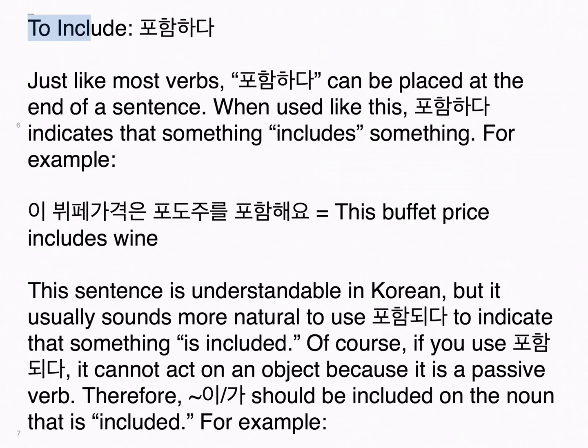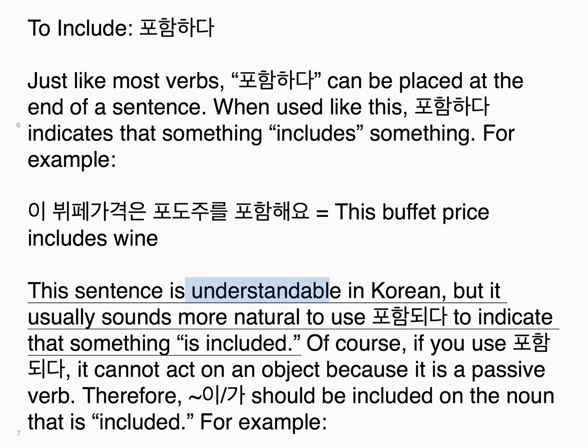To include. 포함하다, just like most verbs, can be placed at the end of a sentence. When used like this, 포함하다 indicates that something includes something. For example, 이 뷔페 가격은 포도주를 포함해요. This buffet price includes wine.